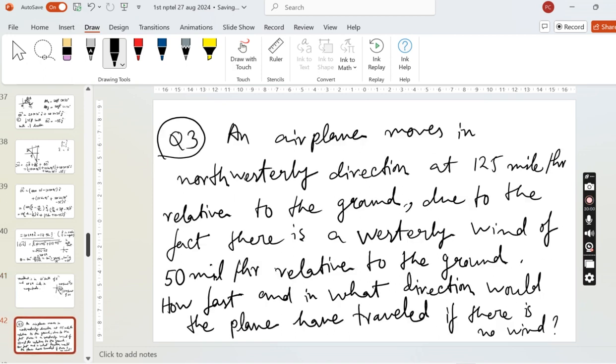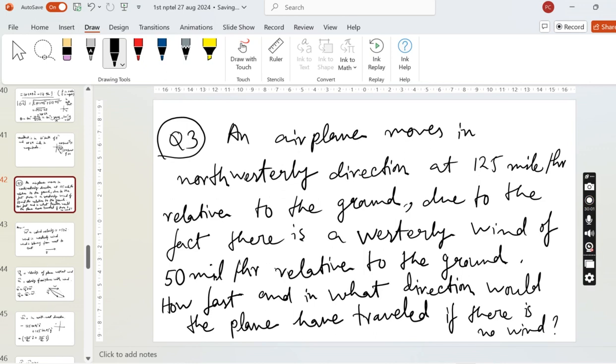Another similar question is: an airplane moves in a northwesterly direction at 125 mile per hour relative to the ground due to the fact there is a westerly wind which is 50 mile per hour relative to the ground. How fast and in what direction would the plane have traveled if there was no wind?